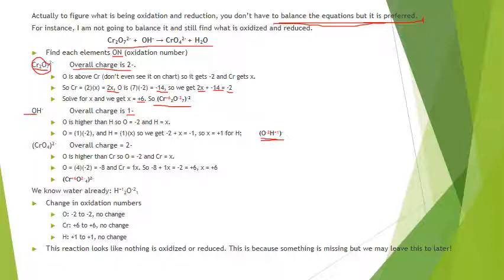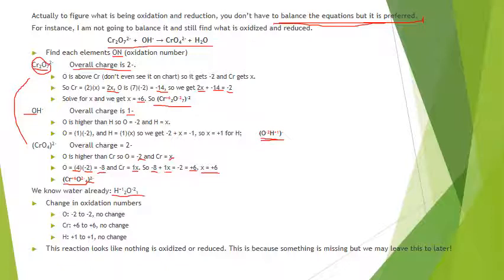Okay, CrO4 2 minus, similar to what we did up here. Oxygen again is higher than chromium, so you get minus 2 and chromium X. There are 4 oxygens times minus 2, so minus 8. Chromium, there's only 1, so it's 1x. Minus 8 plus 1x equals minus 2. When you do the math, you add 8 to both sides, and you get plus 6. And again, it looks like chromium is plus 6. And so, there you go. We know water already.